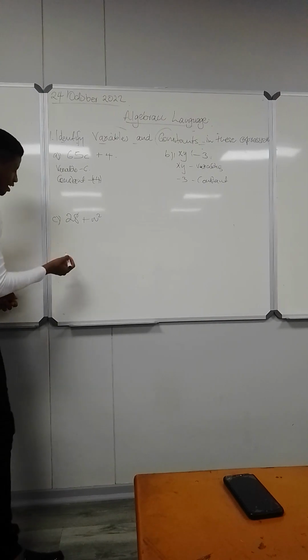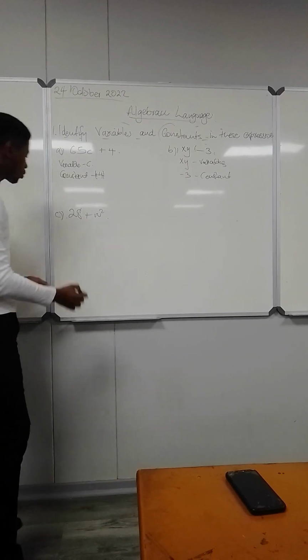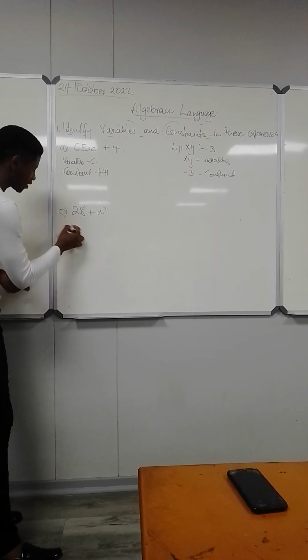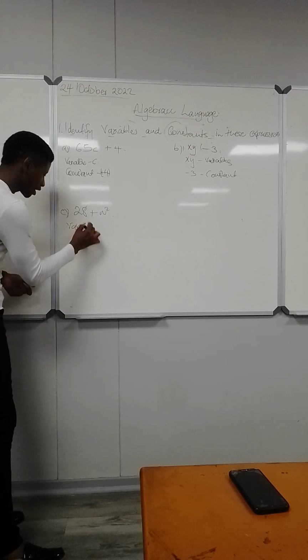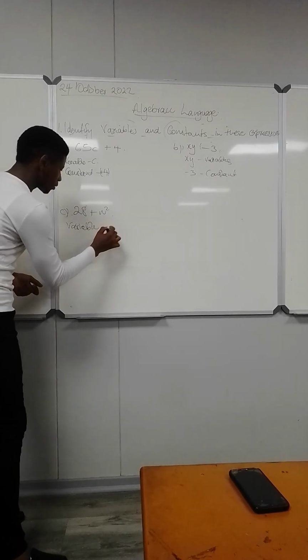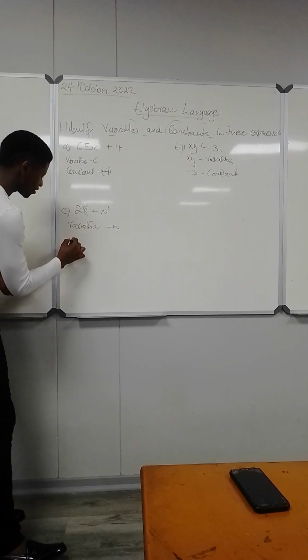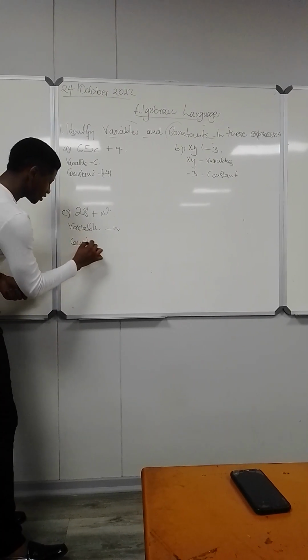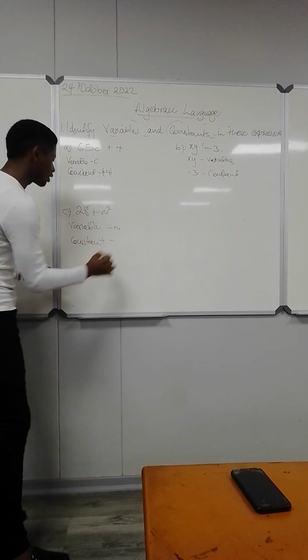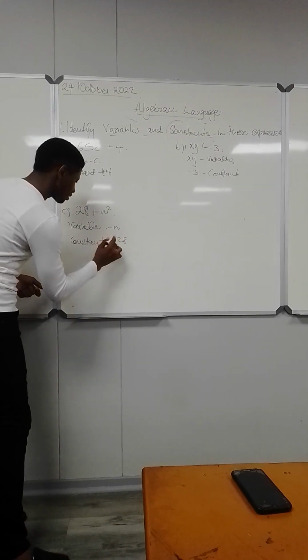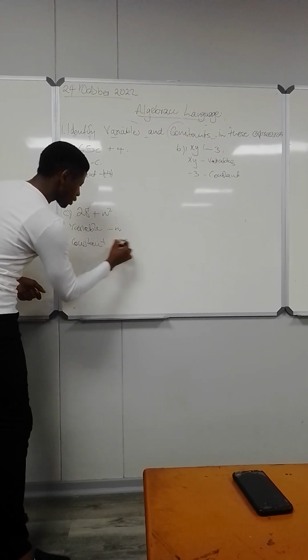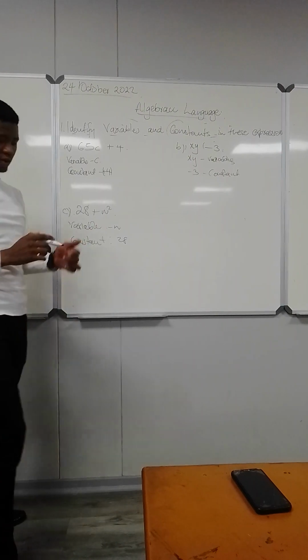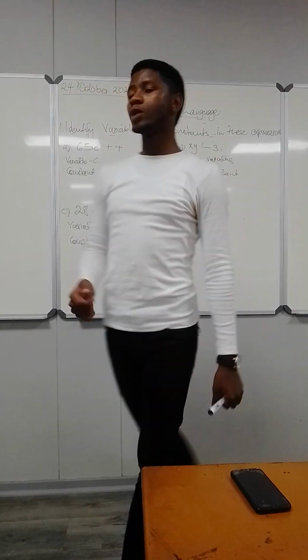We are still going to explain. Right here, in this case, our variable is n, and our constant is 28. So our constant in this case is 28.